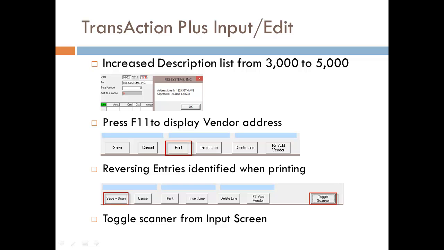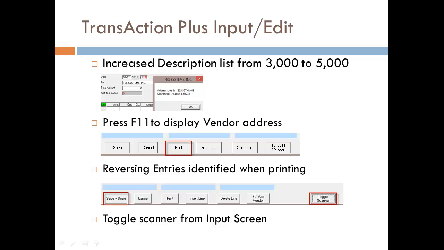We're now able to press F11 when we're in the input screen. It will display a pop-up with the vendor address, and I think the reason they did that was you've got two vendors that are very similar. Maybe it's a branch or something. You want to say which vendor this is. They'll bring that back.